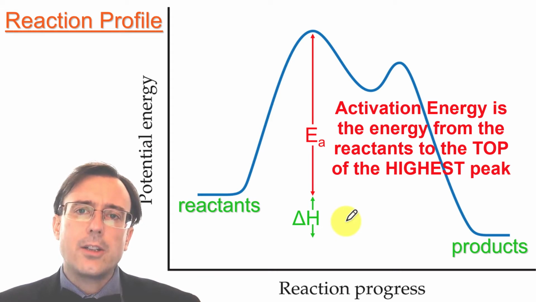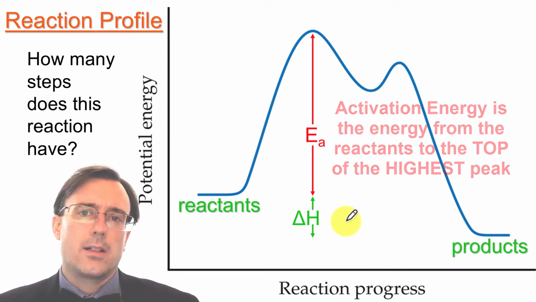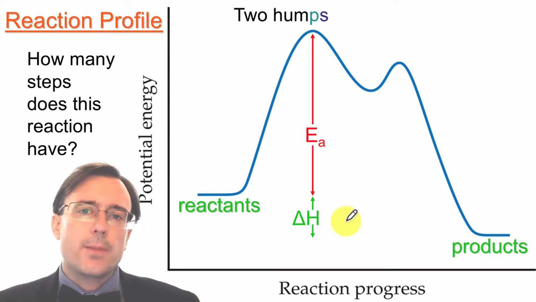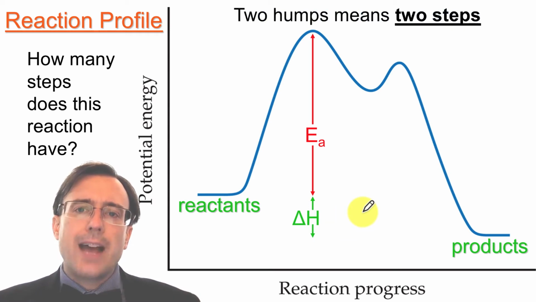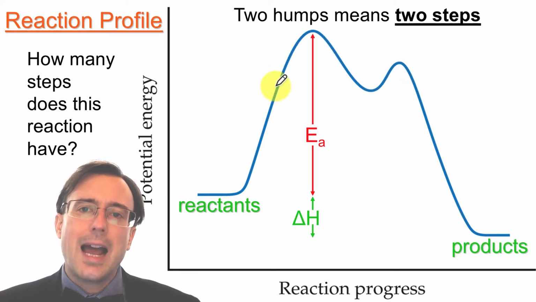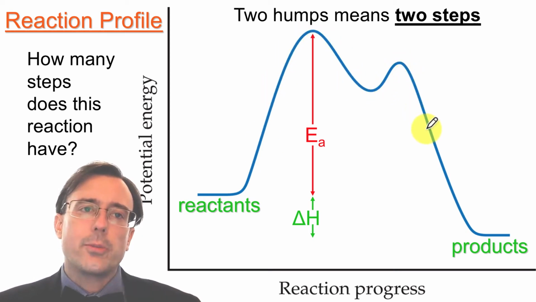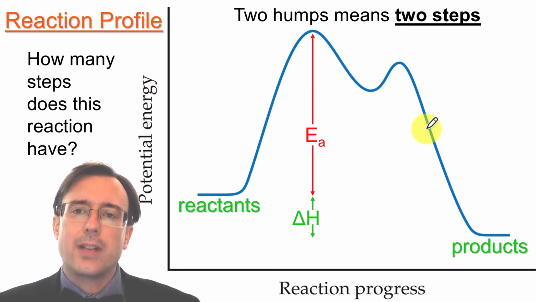In addition, I'd like you to pause this video and think about this question right here. How many steps does this particular reaction have? If you said 2 steps, you're correct. Because the reaction profile has 2 humps in it, seen here and here, you can tell that this reaction has 2 different steps to it. So here's the first step, and here's the second step. However many humps your reaction profile has is the number of steps that the reaction has.